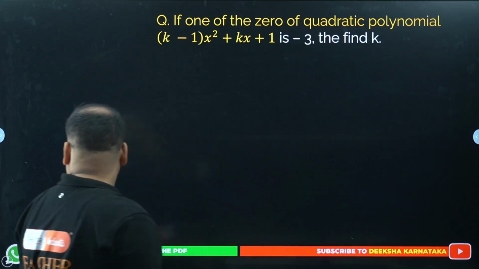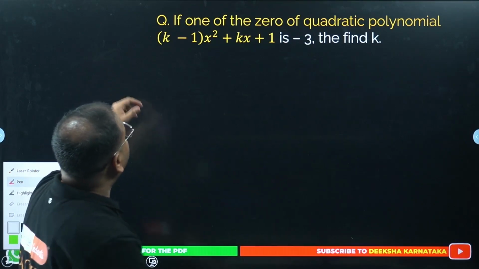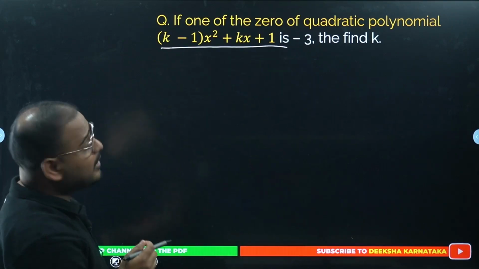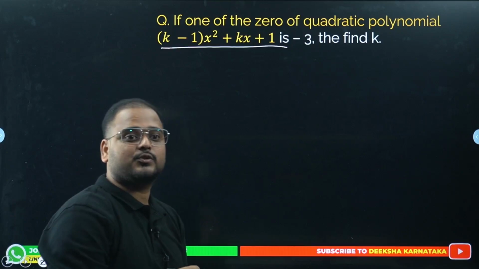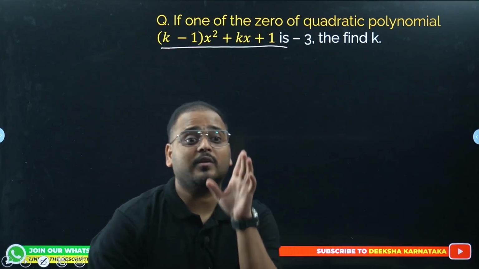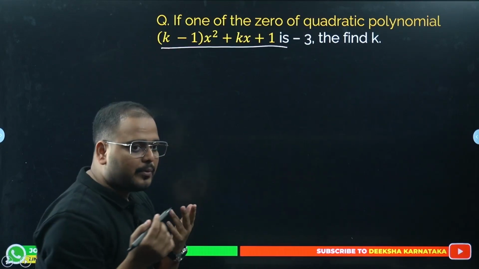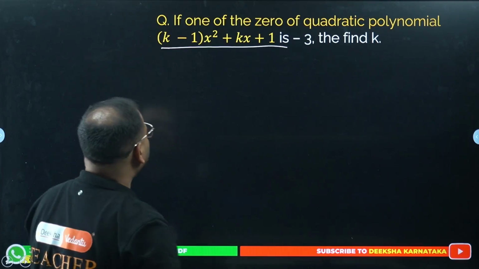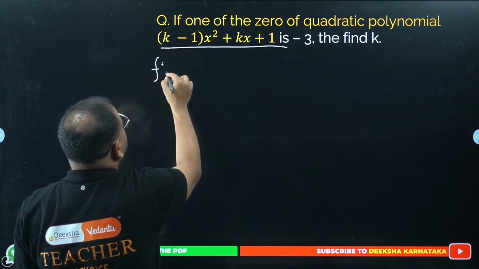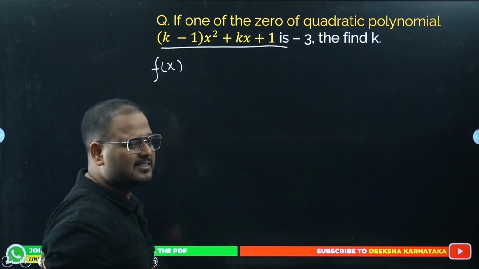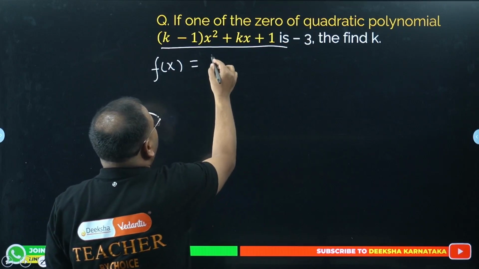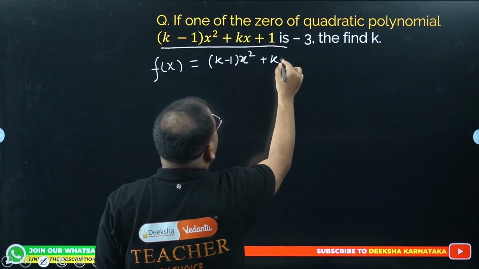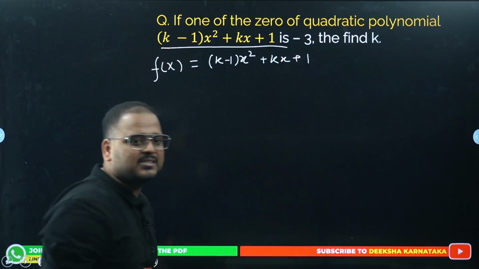What have they done? They have given us a polynomial, (k minus 1)x square plus kx plus 1, and they have given us also one of the zeros. So let's write the polynomial. Can I write the polynomial? Let's name it. It does not have a name, right? What is the name of the polynomial? Sir, f(x) we used to learn in grade 9. Take f(x), sir. Okay, f(x) equals (k minus 1)x square plus kx plus 1.